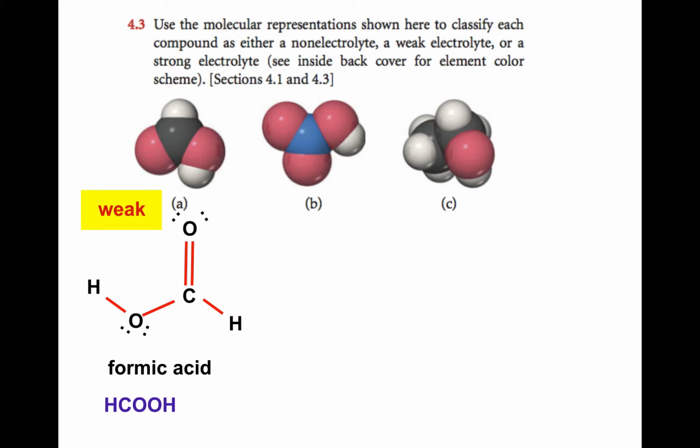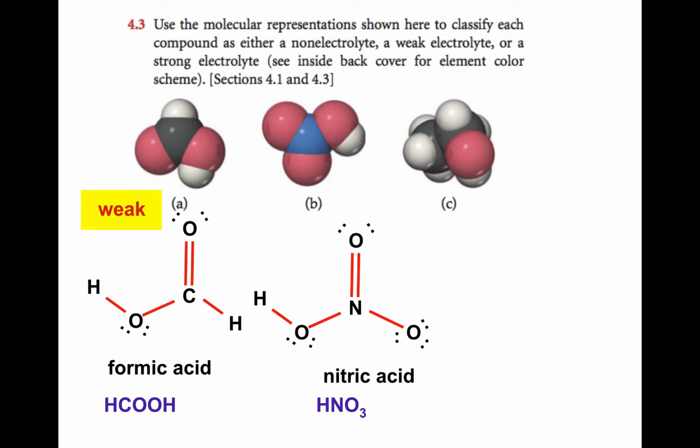You've got 3 oxygens attached to a central nitrogen with an H attached to one of the O's. This is nitric acid, and nitric acid is one of our strong acids. So that means when we put it into water, it's going to completely ionize to form H plus ion. So it is a strong electrolyte.